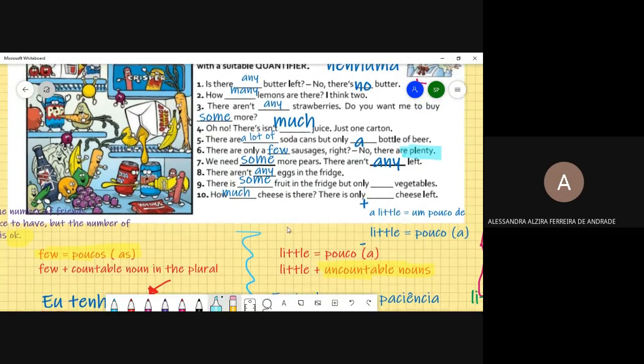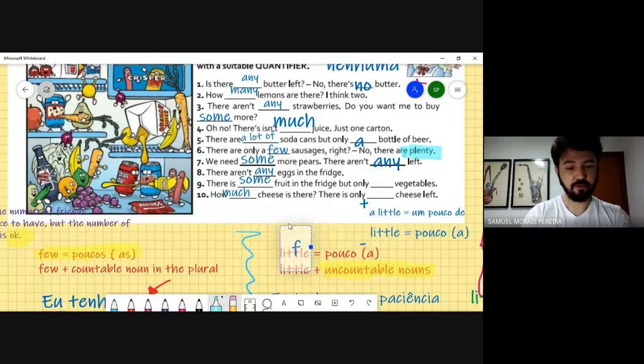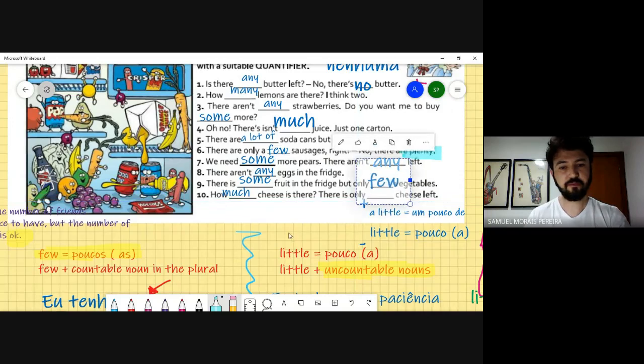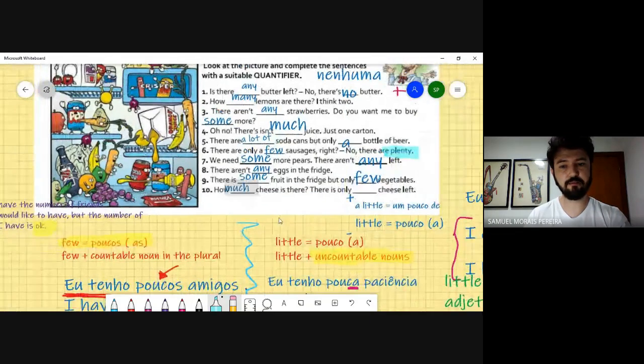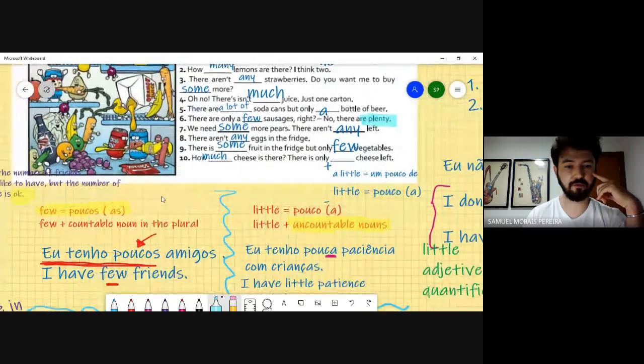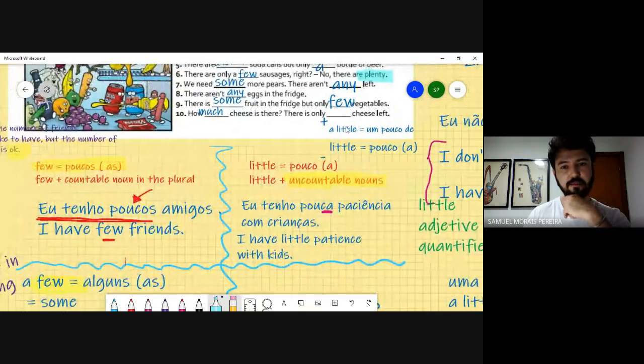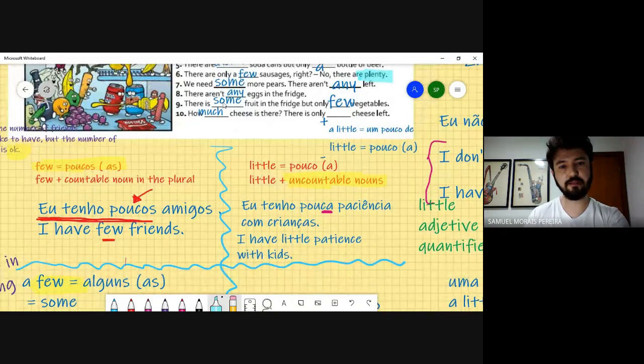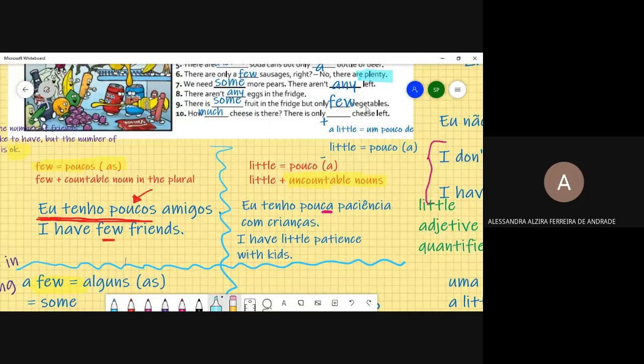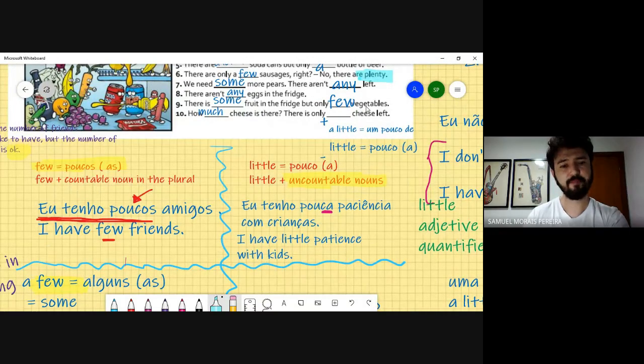Few vegetables. Yes, few vegetables. Aí você pode pensar assim, mas, professor, posso usar o a few? Tipo, ó, a few. Não, porque daí você estaria usando some dos dois lados. Não, there is some fruit in the fridge, but only some vegetables. Faria sentido? Não, né? Então tem que ser there is some fruit in the fridge, but only few vegetables.